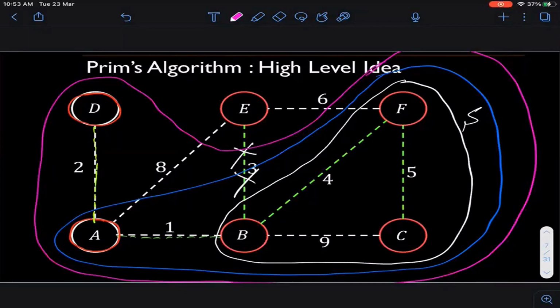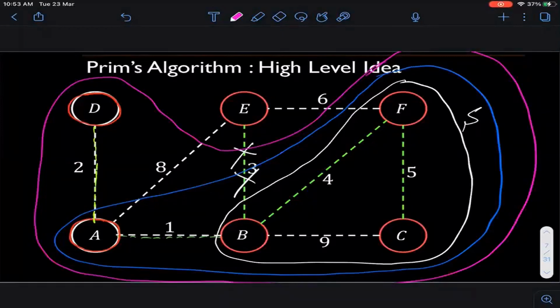CB is not part of, no, CB is part of the set S. Because once you have included the vertices C and B inside your set S, all the edges going between them are all part of this set now. But that's not part of your solution. Part of your solution are only the green edges here, because remember, you just want a tree.